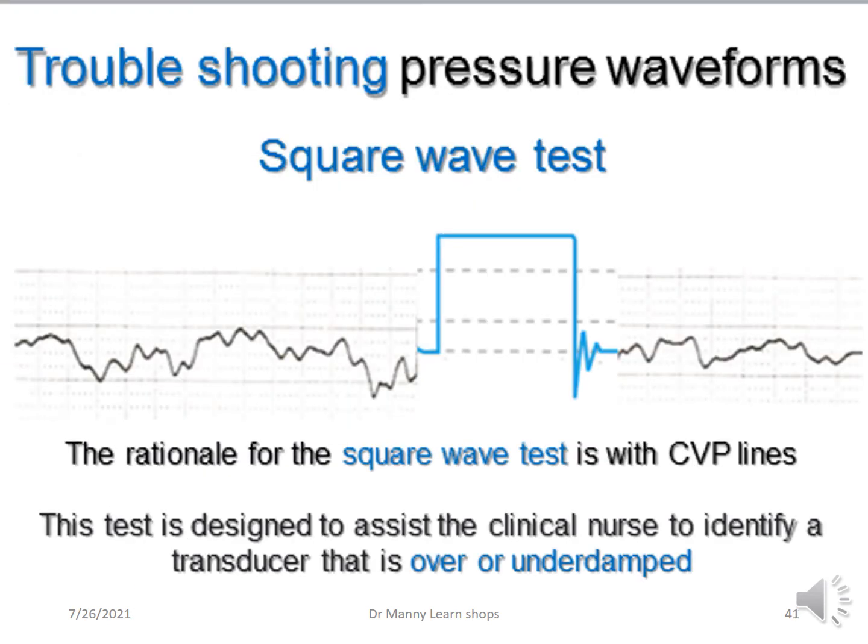Now, troubleshooting the pressure waveform, as we've mentioned previously, can be done with the square wave test. The rationale for the square wave test with CVP lines, as we've mentioned previously, is that it's designed for you as the clinician to identify if the transducer is over or under damped.